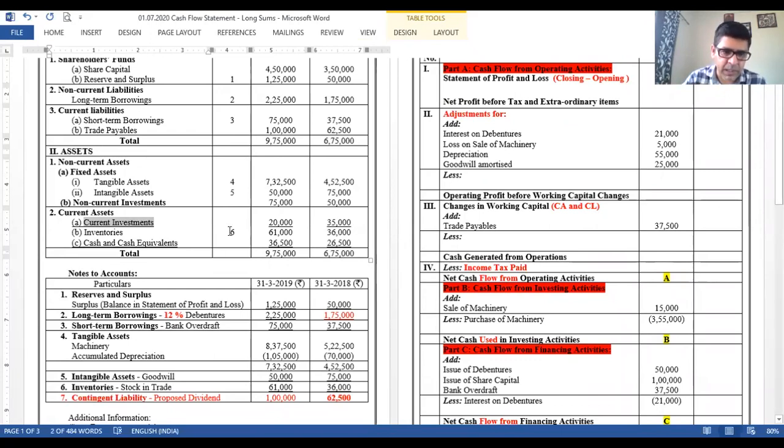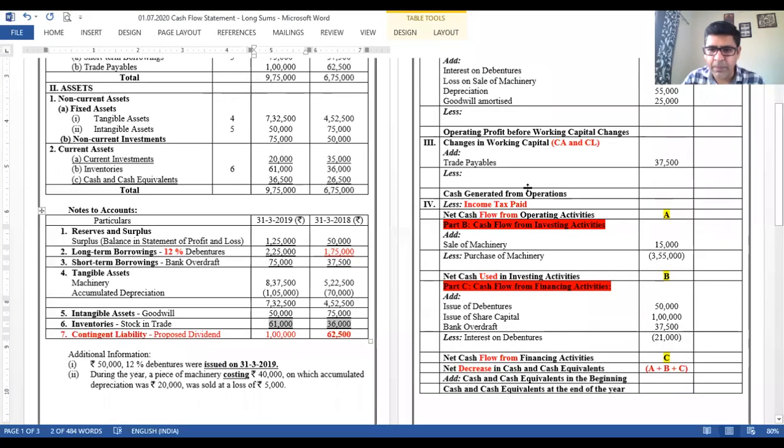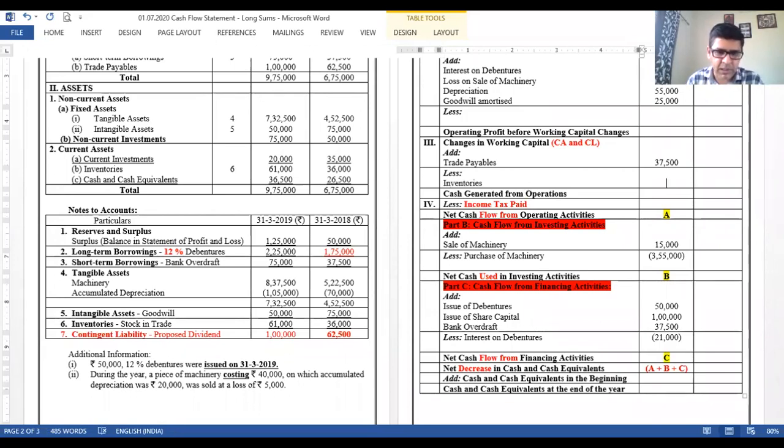After current investments, we have inventories, and note number 6 can be seen over there. So let us see, inventories shows stock in trade. Stock in trade was 36 in the beginning of the year and now it is 61. Increase in asset, always outflow of cash. And inventory is a current asset. So being a current asset, we have to go to working capital and deduct over there as inventories. The amount of inventories, 36 to 61, that will be 25,000, and that has to be deducted.